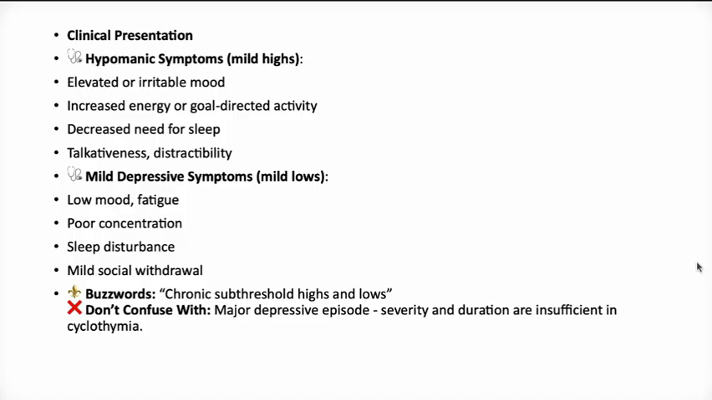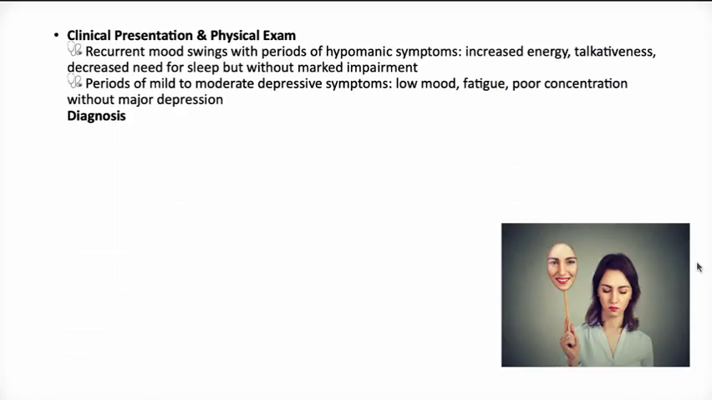This is lasting greater than 2 years, where hypomania can be 4 to 5 days, full mania is 7. We're dealing here with something that's chronic, about 2 years plus. Don't confuse this with a major depressive episode. The severity and durations are insufficient in cyclothymia. Clinical presentation and a physical exam. These patients are going to present with recurrent mood swings with periods of hypomanic symptoms, those are your highs, and they're going to be periods of depressive symptoms, those are your lows, fatigue, poor concentration, and so forth.